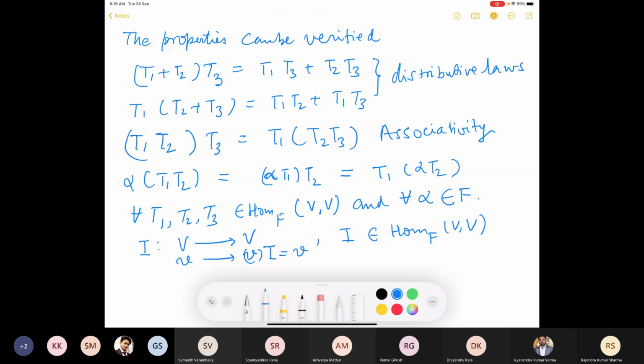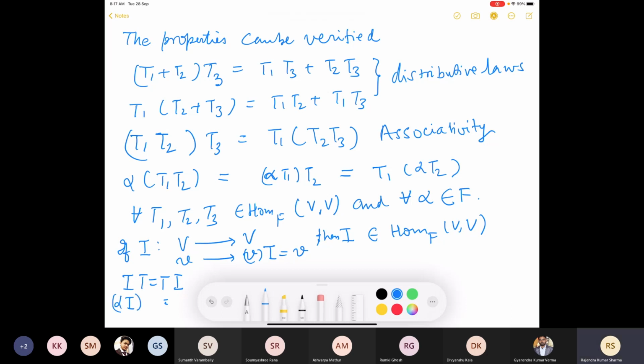And it can also be seen that I and T commute. I and T commute for every T. And in fact, you can also prove that alpha I commutes with T. So this is alpha I and T, T alpha I. Yeah. So in fact, the map alpha I.